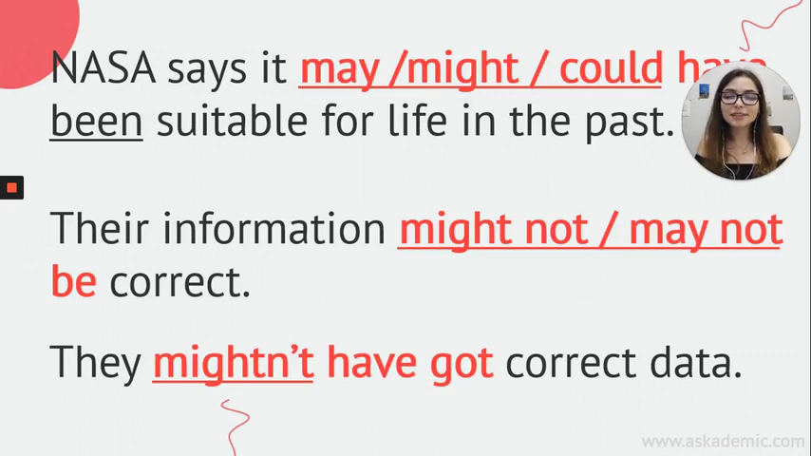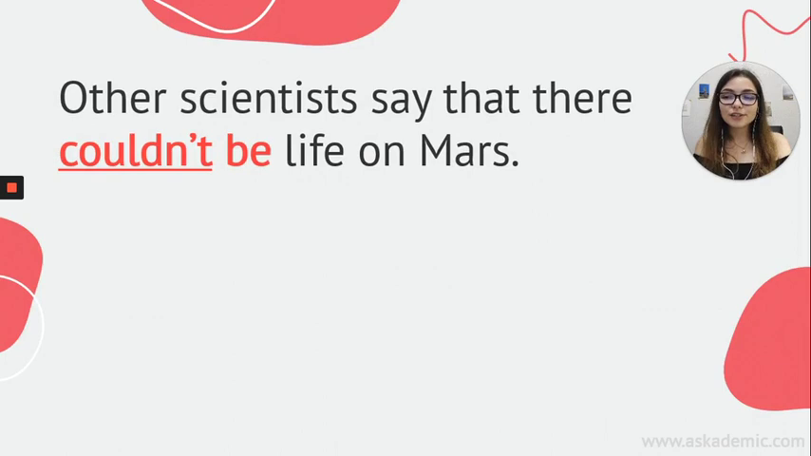Okay? So let's move on with: other scientists say that there couldn't be life on Mars. So we see that we used couldn't for something that's completely impossible. Of course, here again, just like might, may, could, and anything else, we're not certain. We don't know for sure. We just make guesses and suggestions, right? Because they're modal verbs.